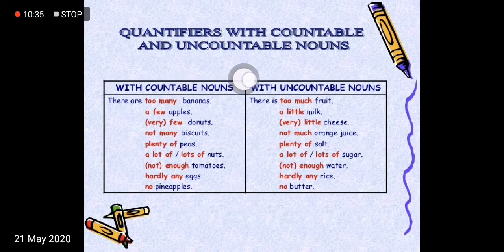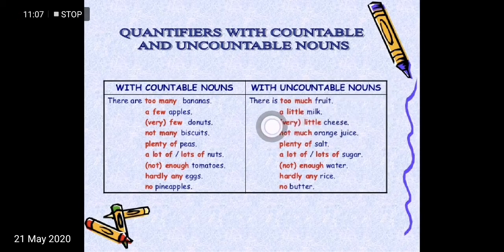And here again, look what we did, how these quantifiers are used with countable and uncountable nouns, and there are more examples. These red words are quantifiers, and they are here in this column. They are used with countable nouns. For example, there are too many bananas, a few apples, very few donuts, not many biscuits, plenty of peas, a lot of nuts. You can say a lot of, or you can say lots of nuts. Enough tomatoes, not enough tomatoes, hardly any eggs, no pineapples.